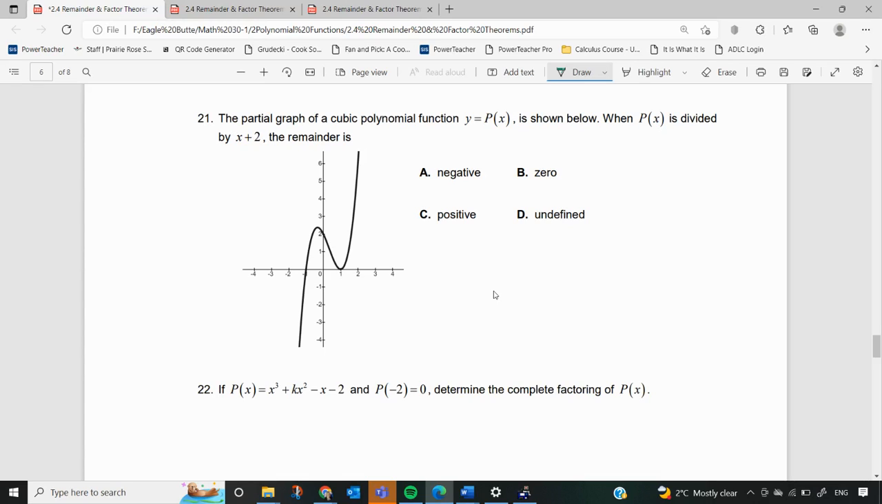All right, taking a look at 21, it says the partial graph of a cubic polynomial function is shown below. When p(x) is divided by x + 2, the remainder is. Well, if I'm looking at x + 2 as my factor, that means I'm considering p(−2). Looking at my graph, my x-intercepts are negative 1 and positive 1. So this is not a factor, meaning the remainder cannot be 0. When I look on the graph, p(−2) is right here. And if I follow down the graph, it's going to end up at some negative value. So the answer would be A.